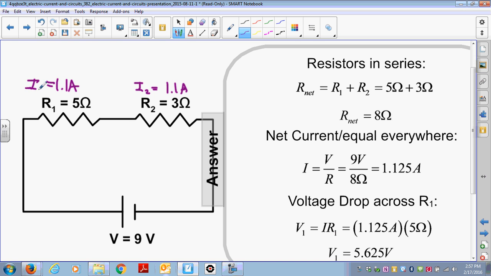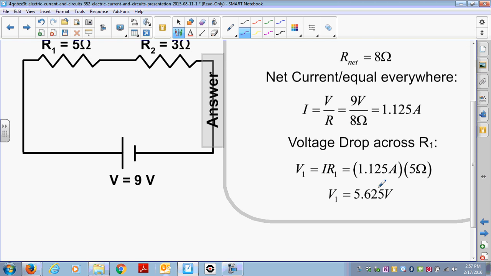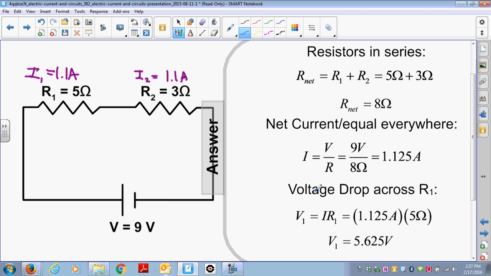So now we know that V1 is equal to I1 times R1, and we can just multiply the two together, and we end up with 5.6 volts as our voltage drop on that 5 ohm resistor.